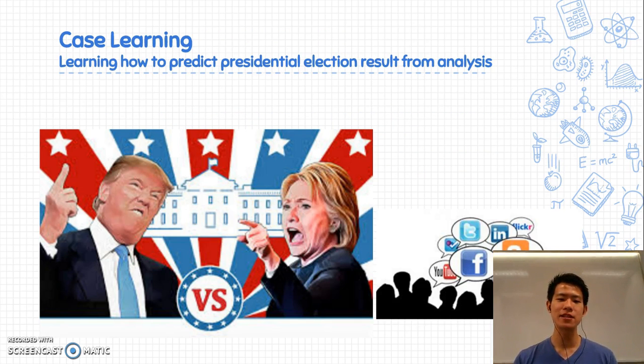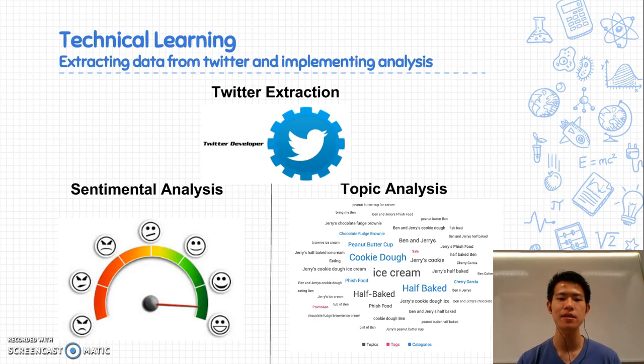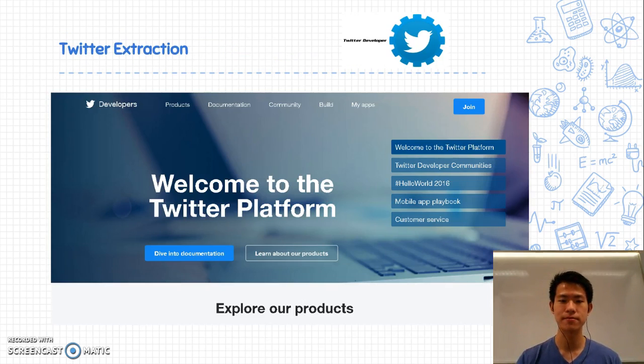The case study, as you know, is Trump versus Hillary, and we are going to check on Twitter analysis to find out the features and possibly get more insights about what the presidential election might have been. The technical learning that we are going to do here is, first, Twitter extraction, second, sentimental analysis, and finally, topic analysis.